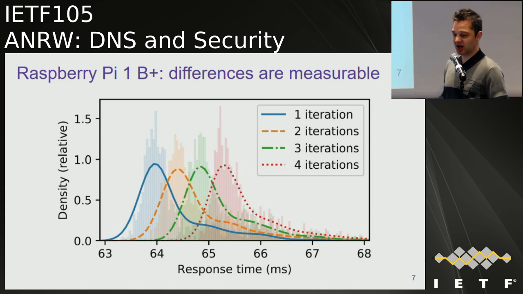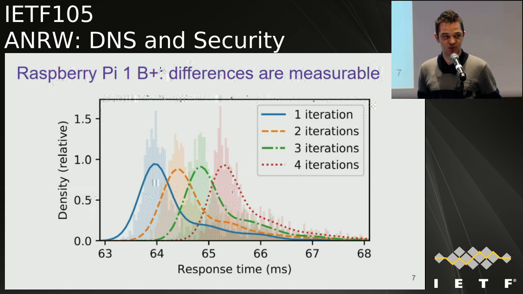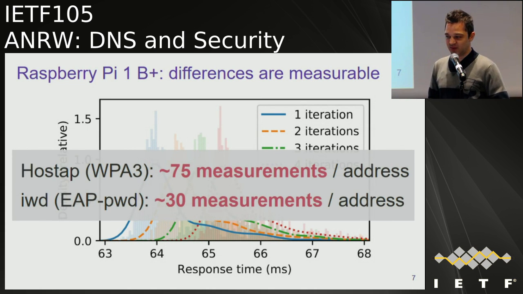It corresponds to the timing response if the algorithm only takes 1 iteration. Then we have the case where it takes 2 iterations, 3 iterations, and so on. In practice, we found that against our target, if we make 75 timing measurements, then we can accurately tell how many iterations it did. So this is the case against WPA3. If we perform a similar attack against the EAP-pwd protocol, against the so-called IWD client, which is a Wi-Fi client in Linux, this implementation is a bit slower. And here, if you make 30 connection attempts, you can accurately determine how many loops were needed.